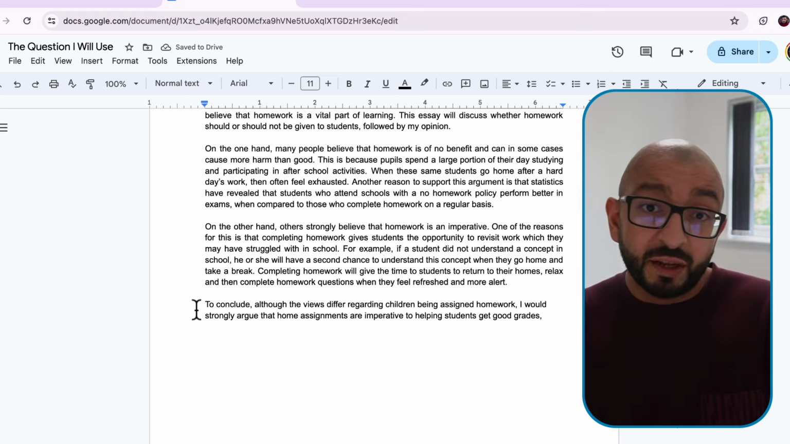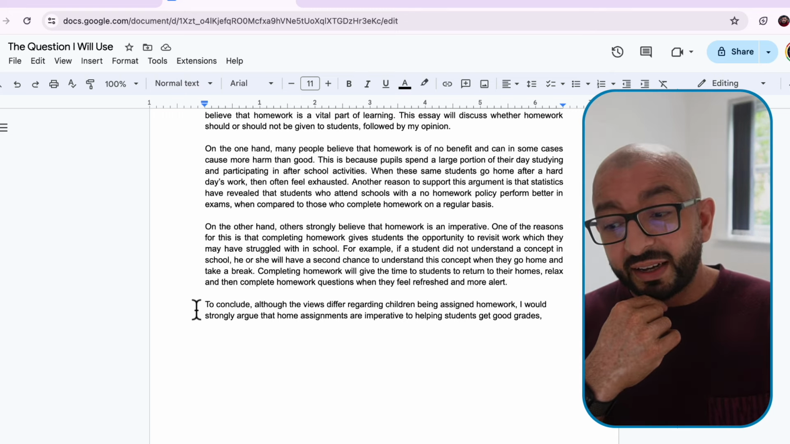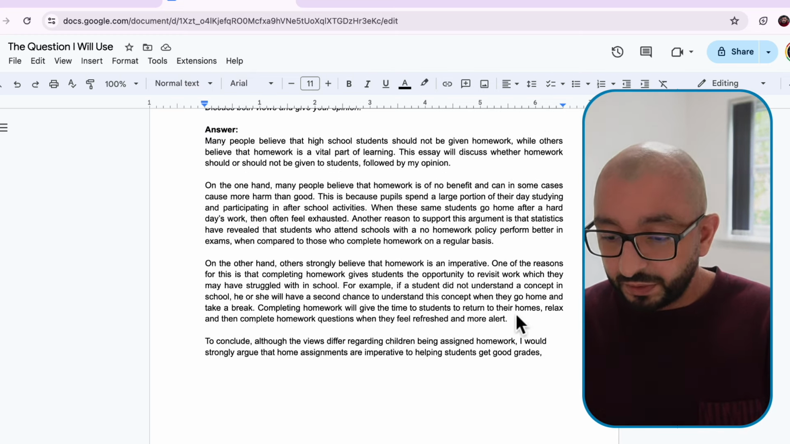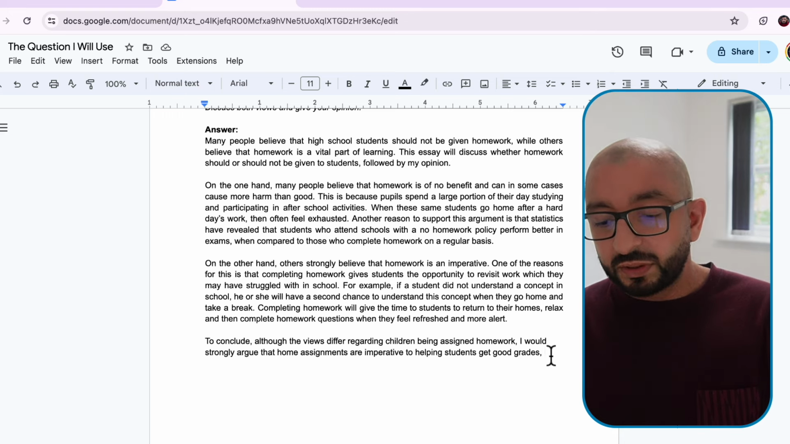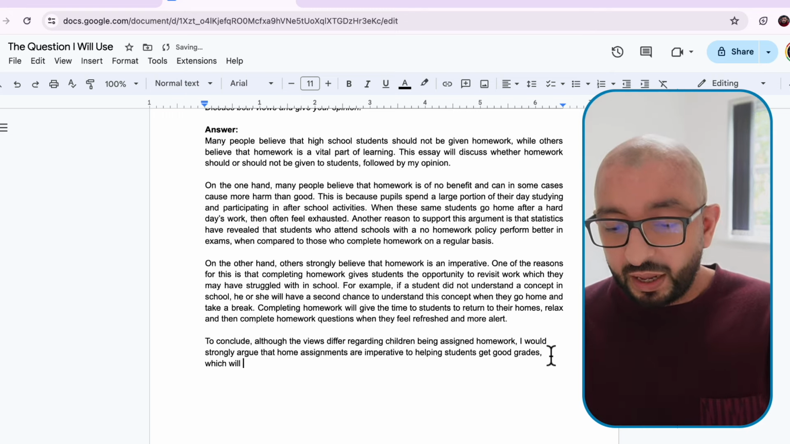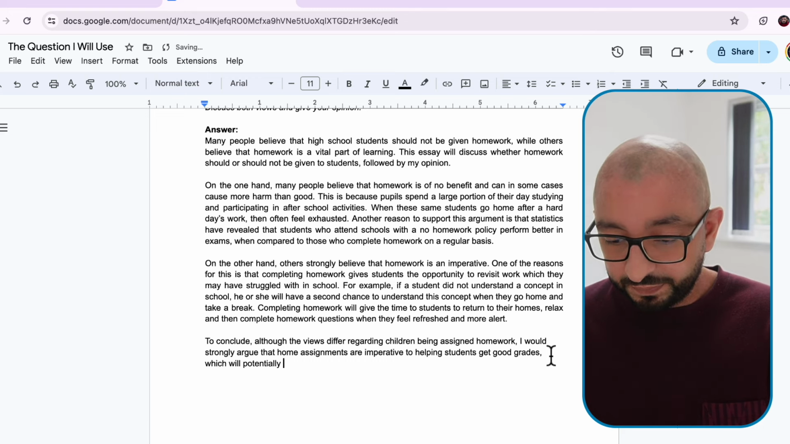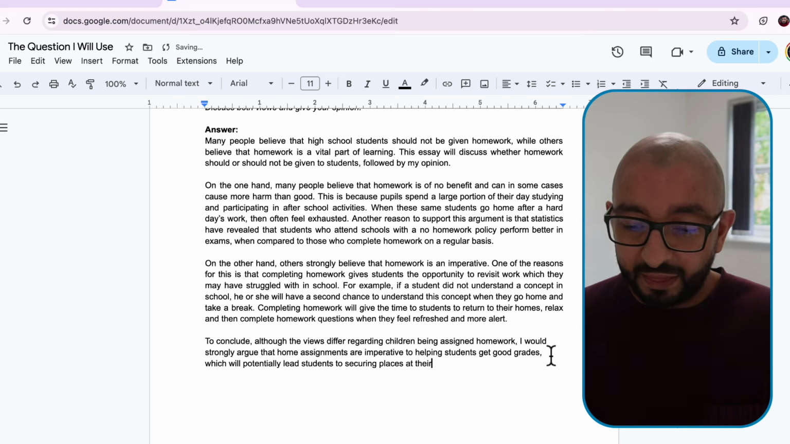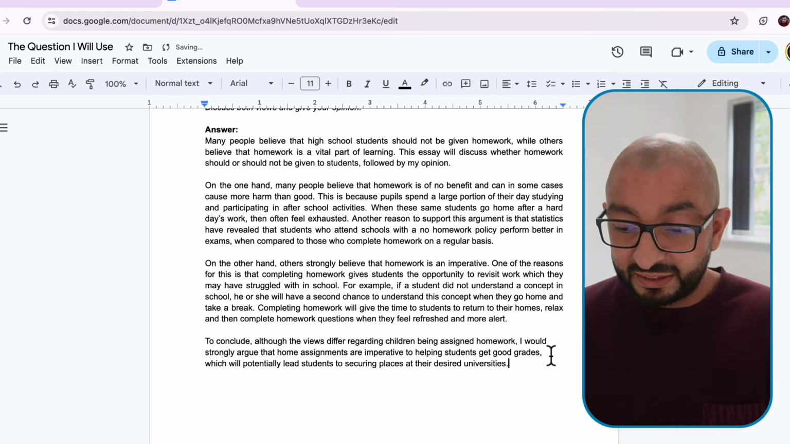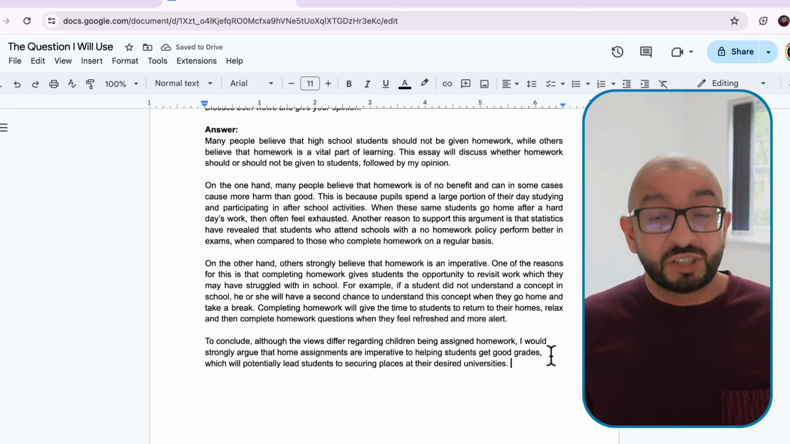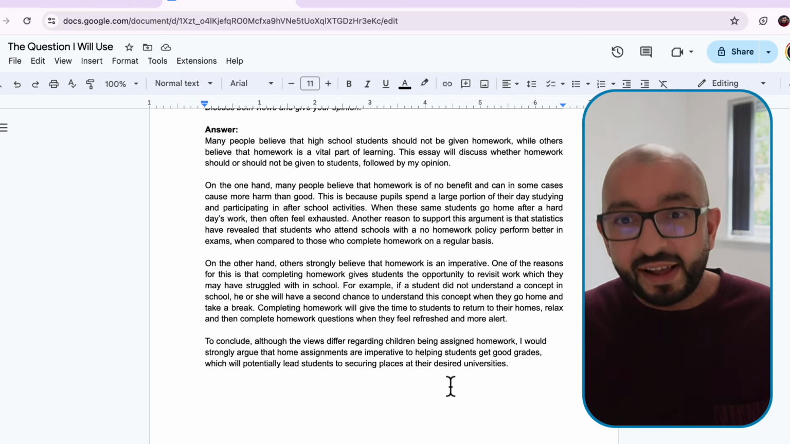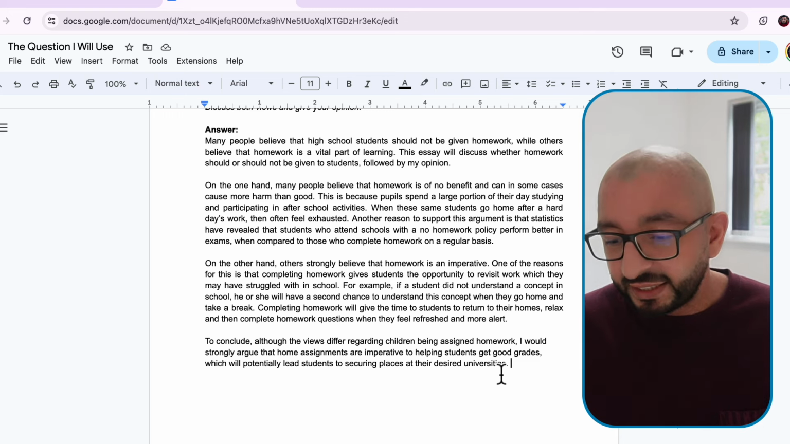So a good conclusion should just be one sentence. If you want to add another sentence, that's fine. But one sentence is enough. Okay, so I would strongly argue that home assignments are imperative to helping students get good grades, which will potentially lead students to securing places at their desired universities. So now I've slowly linked it to further education in this case. And there's our full IELTS 7 plus essay. Let's see how many words this is.